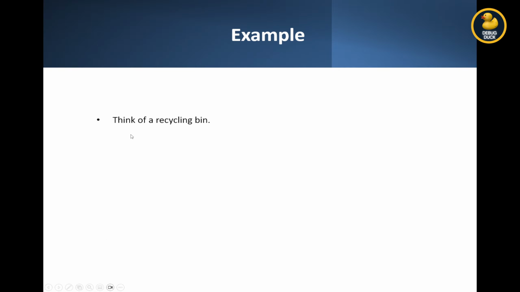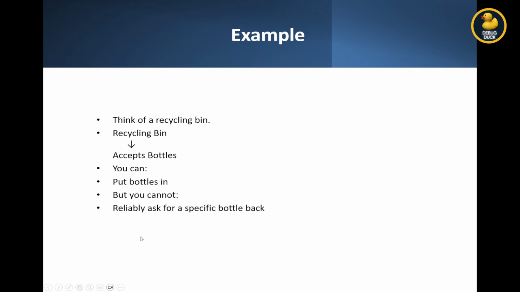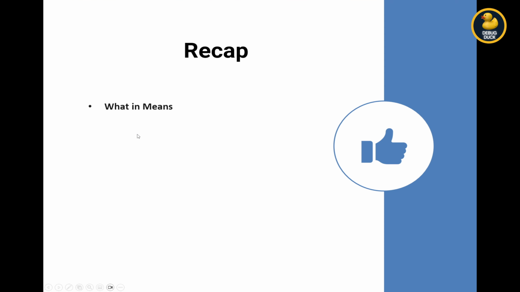Example: think of a recycling bin. A recycling bin accepts bottles, so you can put bottles in, but you cannot reliably ask for a specific bottle back. The bin acts as a consumer. In containers behave similarly. What in means: in T means T can only go in.